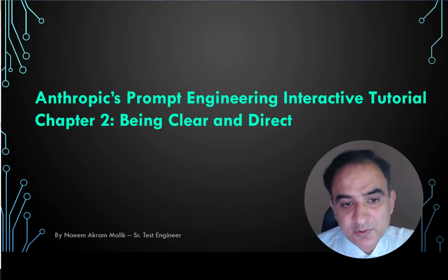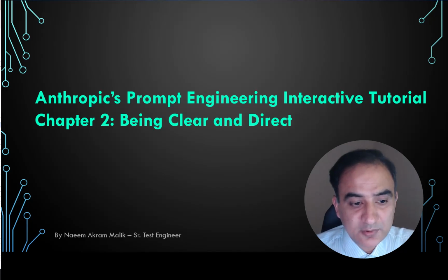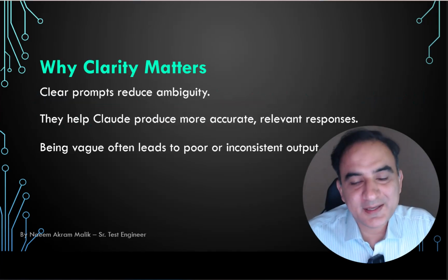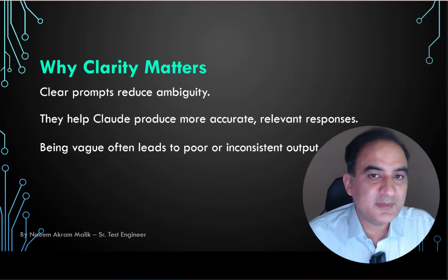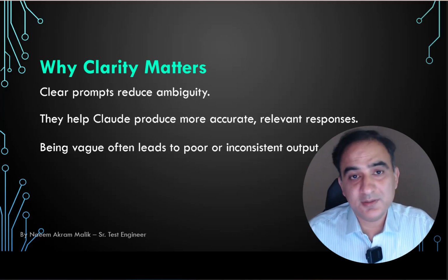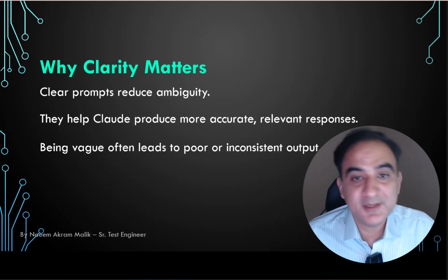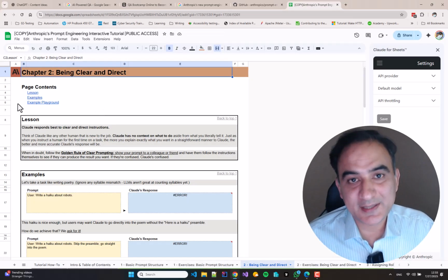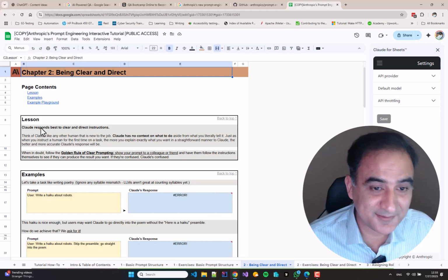I am going to open chapter 2 in the beginner section. The title of this chapter is Being Clear and Direct. Being clear and direct means that you cannot be sarcastic with Claude or any AI for that purpose, and you need to be clear and direct. You cannot be passive aggressive.